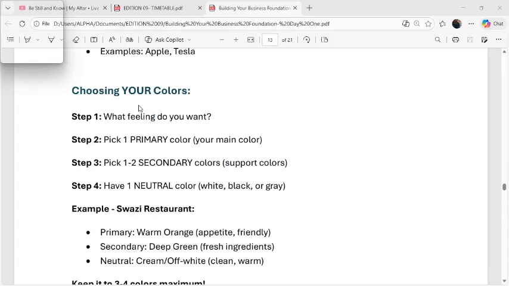Then you cannot just decide, no, I'm just going to go with red, I'm just going to go with blue, I'm just going to go with green. No, you need to choose your colors wisely. Firstly, what feeling do you want? So pick one primary color which is going to be the main color, and then choose one or two secondary colors that are supporting colors. Basically, have one neutral color which is white or black or gray.